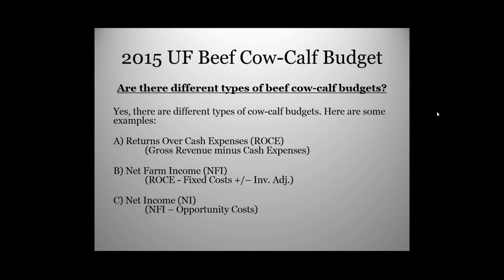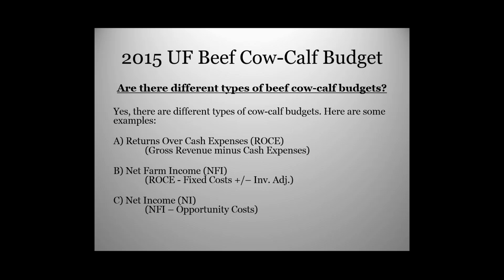So these three budget types do contain some common elements. As you can see, the returns over cash expenses is simply our gross revenue minus our cash expenses. Then the net farm income is our returns over cash expenses minus the fixed cost, plus or minus any inventory adjustments for feed or other supplies on hand. Now, this net farm income budget is going to be similar to your federal income tax form Schedule F that you're going to file each year.